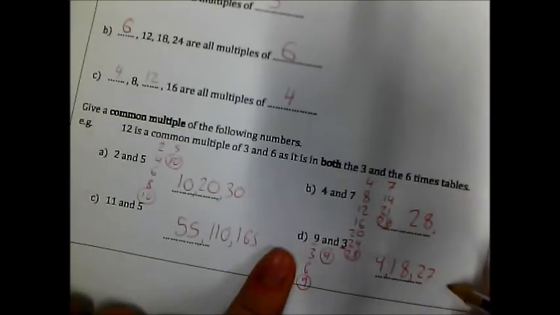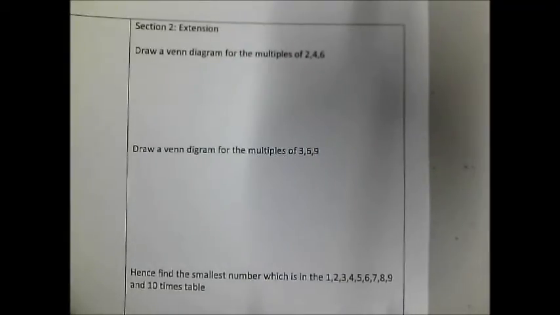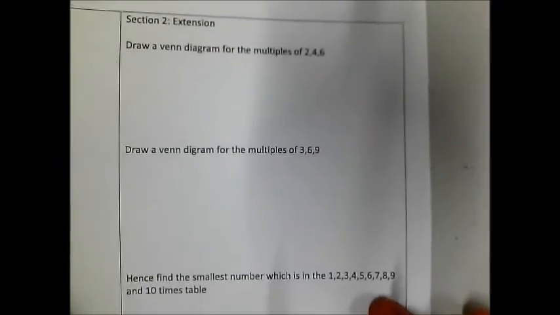9 is in a 9 times table. If you continue the pattern along, you'd eventually come up with also 18 or 27 and keep on extending it. Okay. Now let's have a look at section 2. This is more of an extension, but hopefully many of you tried it. Now I want to draw a Venn diagram for the multiples 2, 4 and 6.